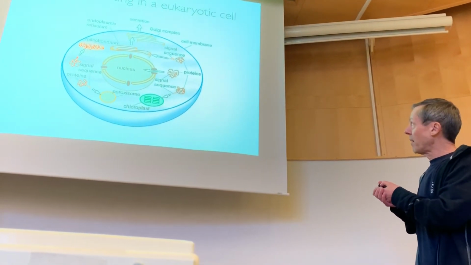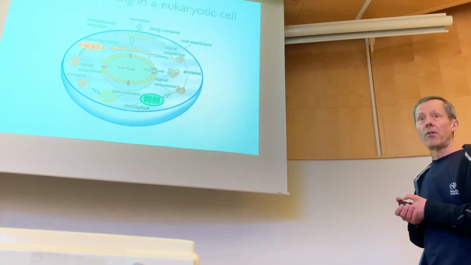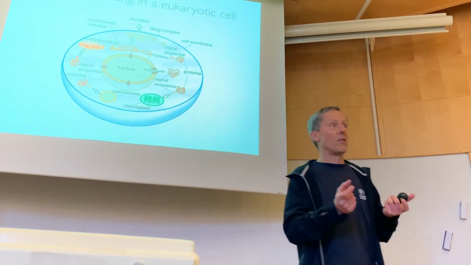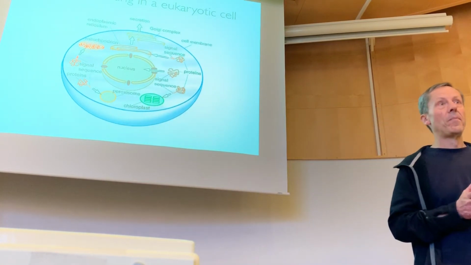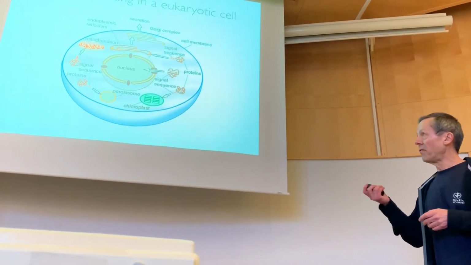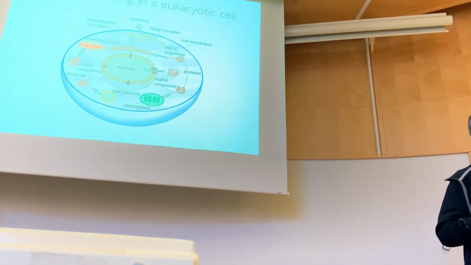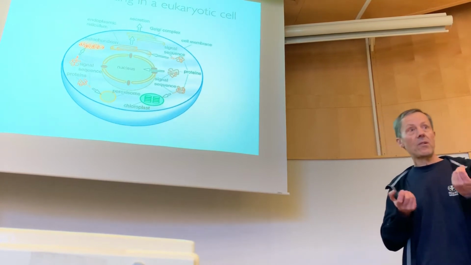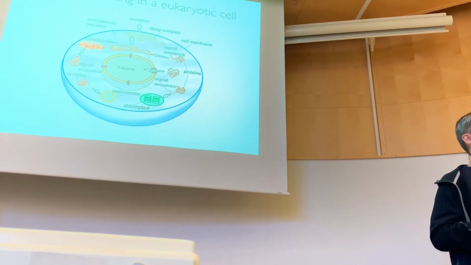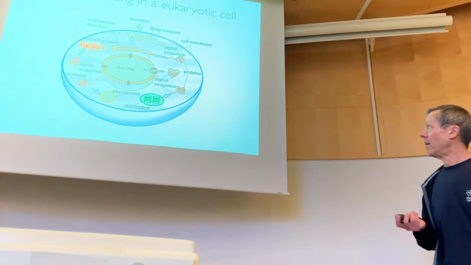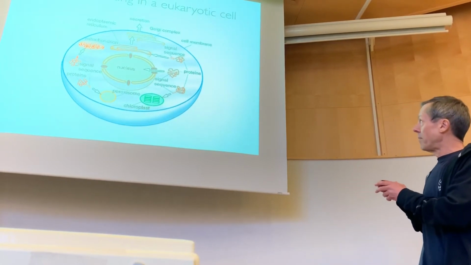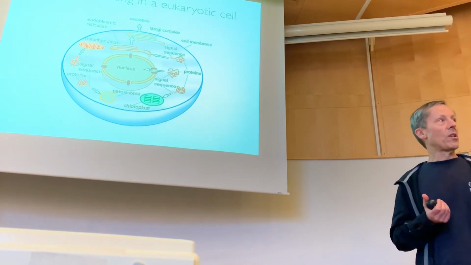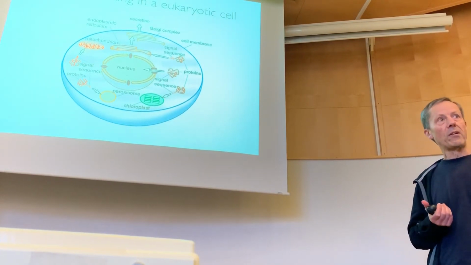All of these sorting events essentially depend on sorting signals present within the protein itself. Of course, they look different for the different compartments, but the basic principle is that the sorting information is encoded within the polypeptide itself in various ways. So in the cell, there are various kinds of signal receptors that can recognize these particular signals and target proteins to the correct destination.